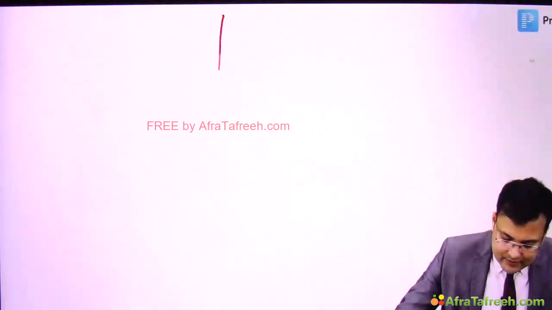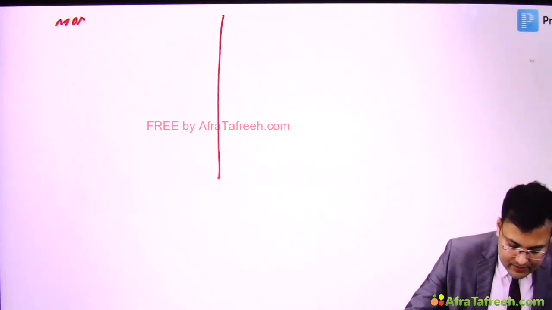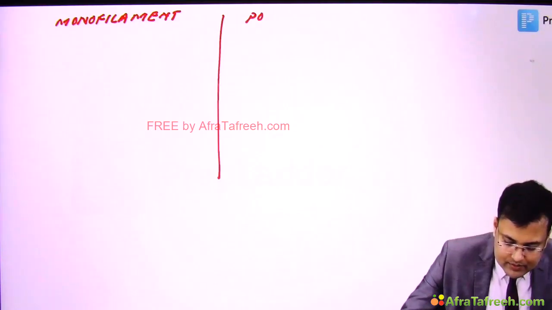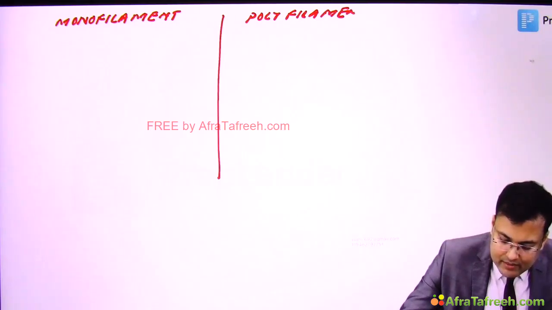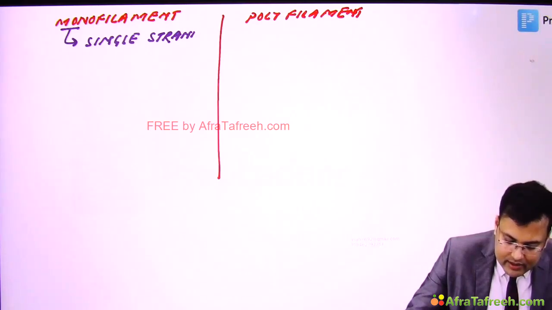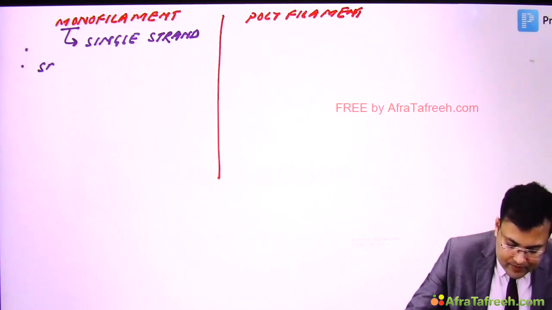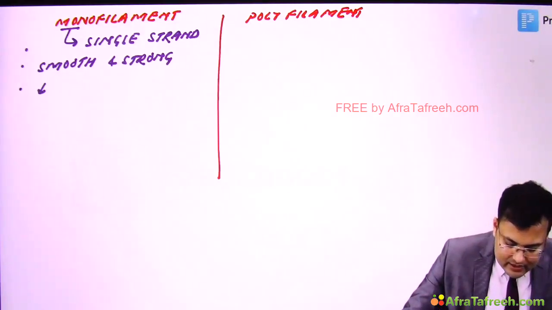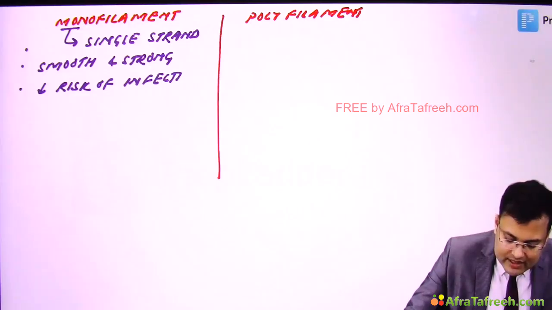So see the differences between monofilament and polyfilament sutures. Clear? Monofilament means mono, so there is a single strand. These sutures have a single strand, and they are smooth and strong. The good thing is that since there is a single strand, there is a decreased risk of infection because there are no crevices.